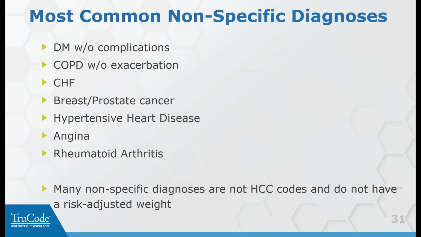Some of the non-specific diagnoses that are really common that can affect HCCs or risk adjustment, or not, are listed on this slide. Diabetes without complications, COPD without exacerbation, CHF, if they don't specify whether it's diastolic or systolic, and you have to just assign the I50.9 code, you don't get a lot of credit for risk adjustment for any of those types of things. Breast and prostate cancer, hypertensive heart disease, angina, rheumatoid arthritis. Many of these are so nonspecific that they don't map to an HCC, so they don't have any bearing on the risk adjustment for that particular patient.